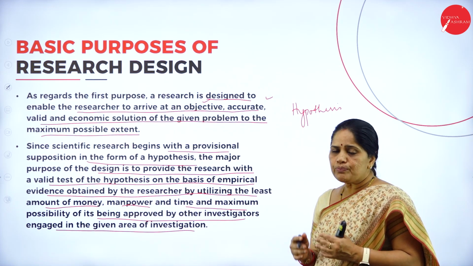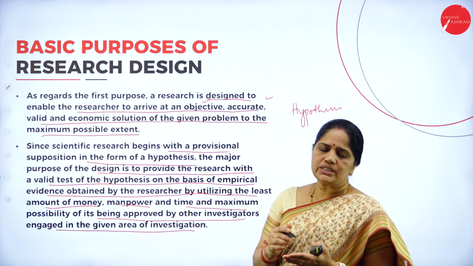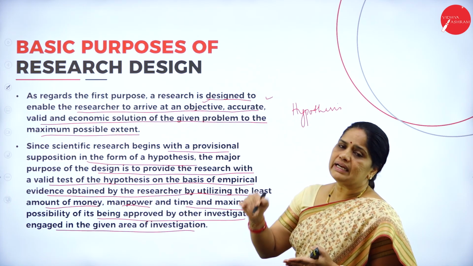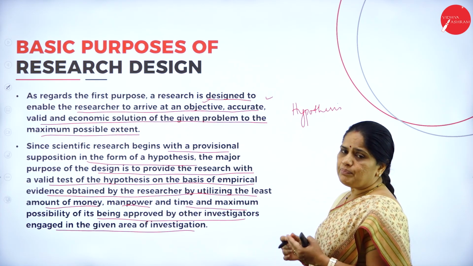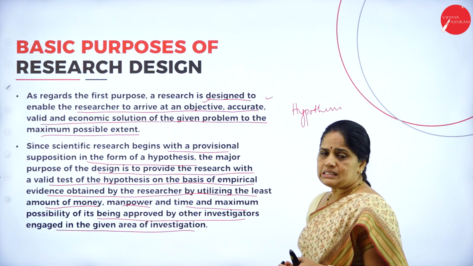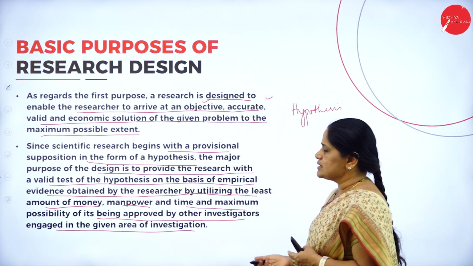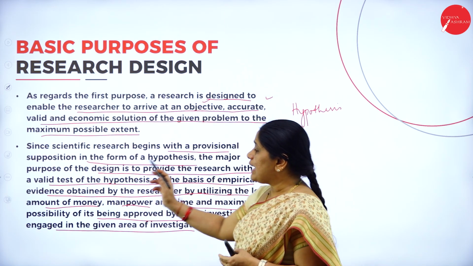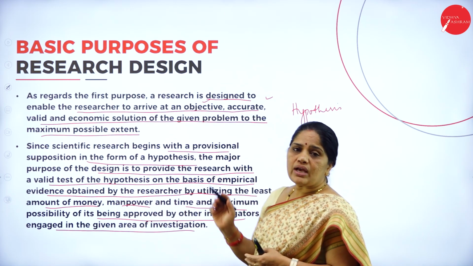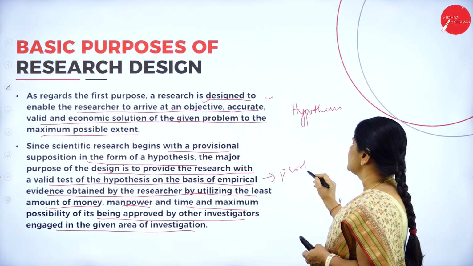So, he has to provide certain proof. What are the theories which he is giving to say that India is the diabetic capital of the world? How does he prove that, and what are the methods he is using to prove? That becomes a part of the hypothesis. So, a valid test of the hypothesis on the basis of empirical evidence. Empirical evidence means whatever proof he is giving.